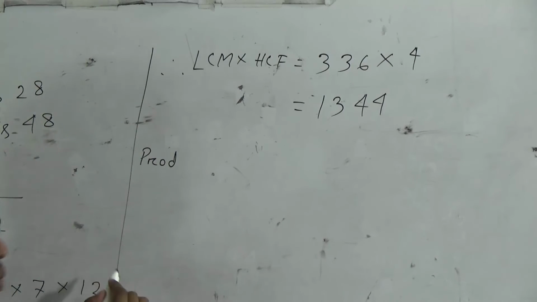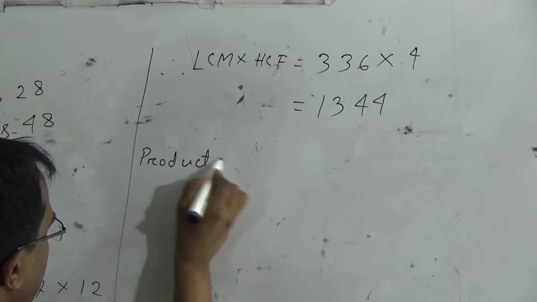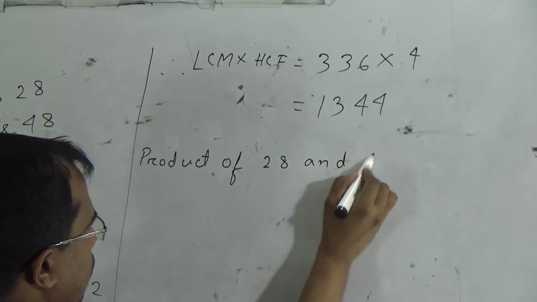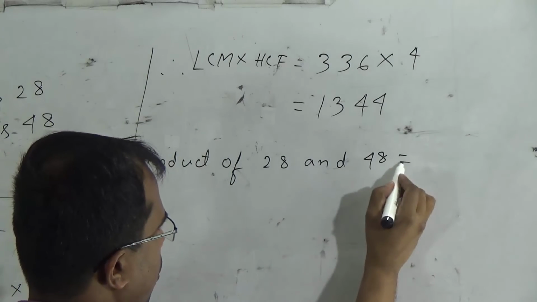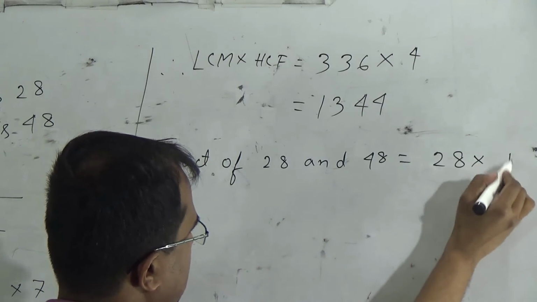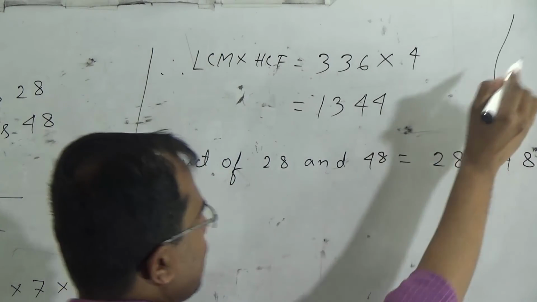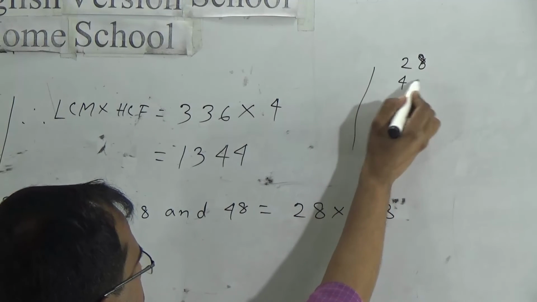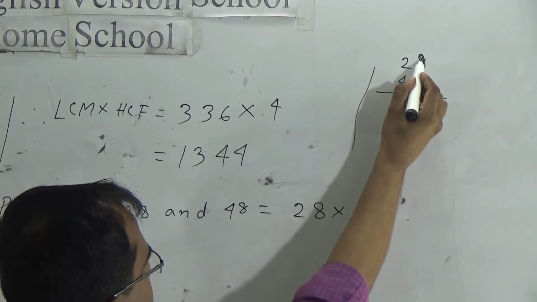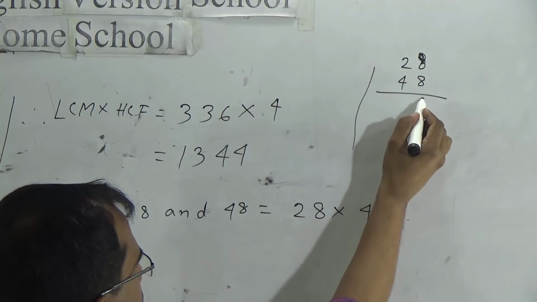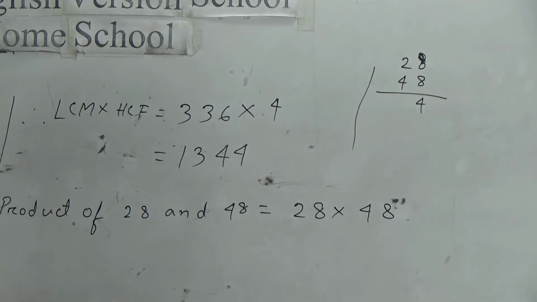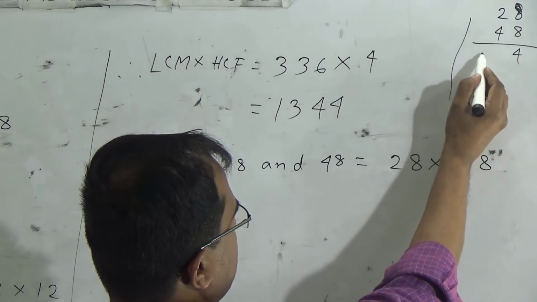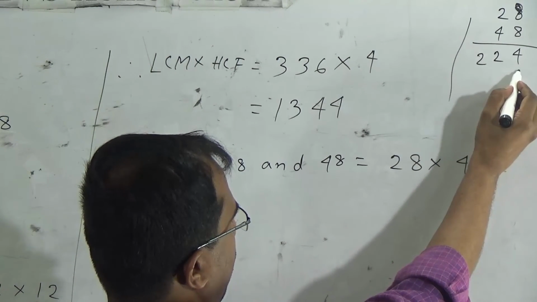Product of 28 and 48 is equal to 28 multiplication 48. We will use rough work here. 28 and 48. Here 8 eights are 64. From 64 we will write 4 carrying 6. 8 twos are 16, 16 plus 6 is equal to 22. We will take 0 here.